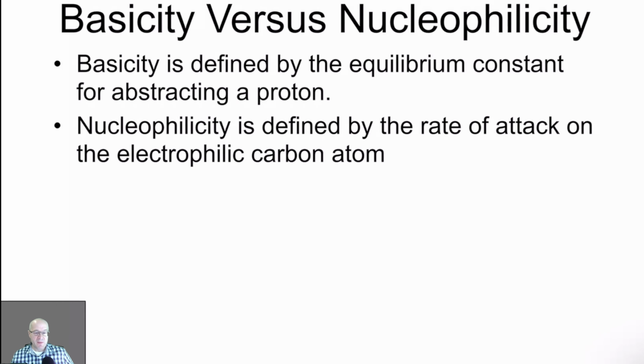Nucleophilicity is defined by the rate of attack of an electrophilic carbon. In organic chemistry, it's always a nucleophilic carbon. It doesn't have to be. It could be another atom, but it cannot be hydrogen. So this is the difference. Bases are nucleophiles. Nucleophiles are bases. What makes them different is who they're attacking. Generally speaking, O minuses like to behave as bases. S minuses like to behave as nucleophiles. It's just a general concept.